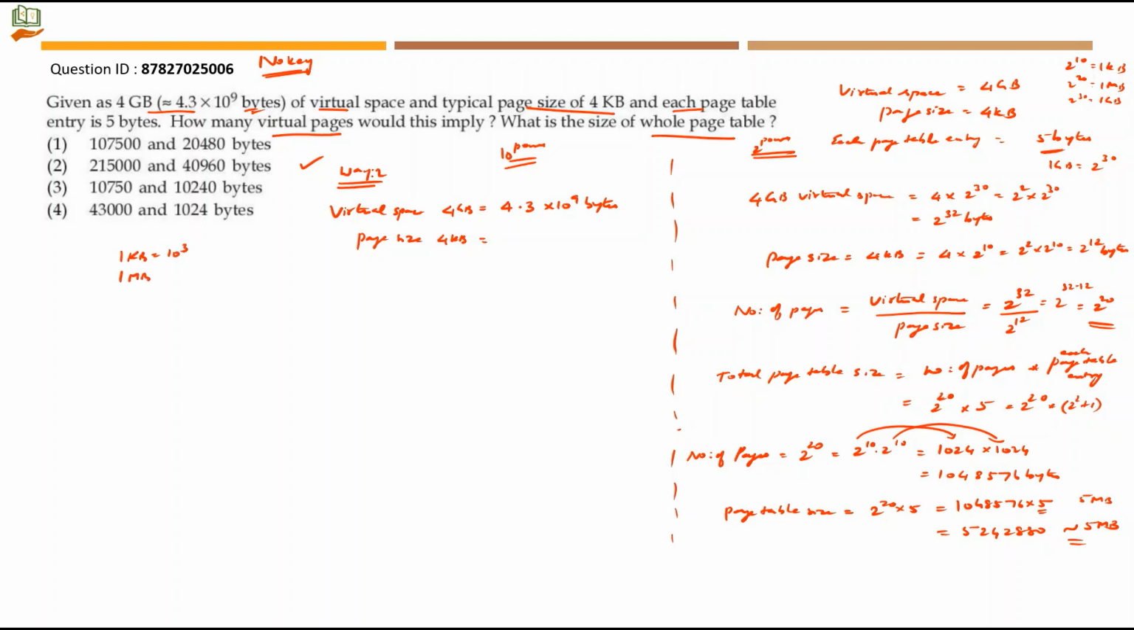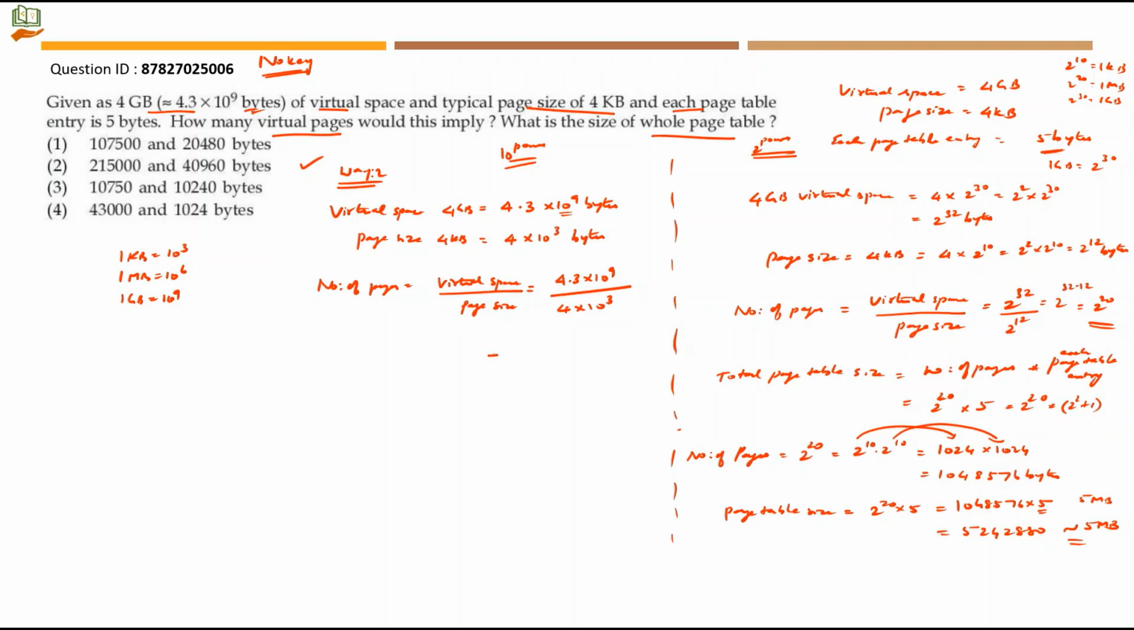1 MB is equal to 10 to the power 6. 1 GB is equal to 10 to the power 9. This is why they have mentioned 10 to the power 9 in 4 GB. 4 KB can be written as 4 into 10 to the power 3 bytes. Now how will you calculate the number of pages? The number of pages will be equal to the virtual space divided by the page size. This will be 4.3 into 10 to the power 9 divided by 4 into 10 to the power 3.